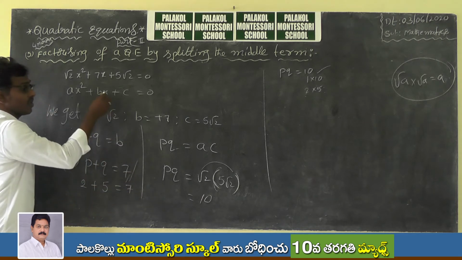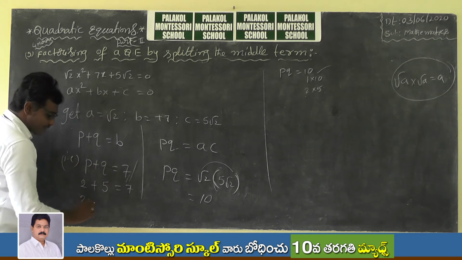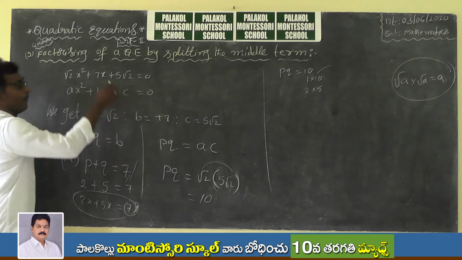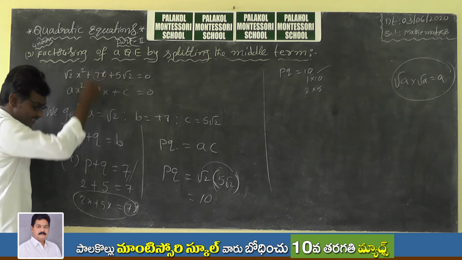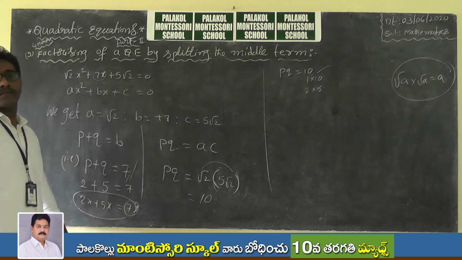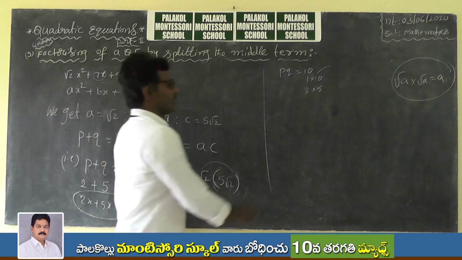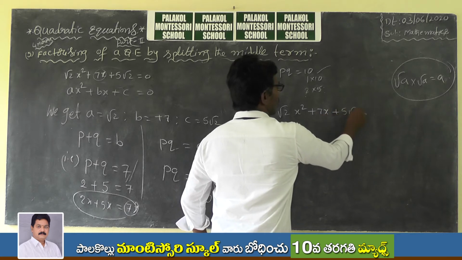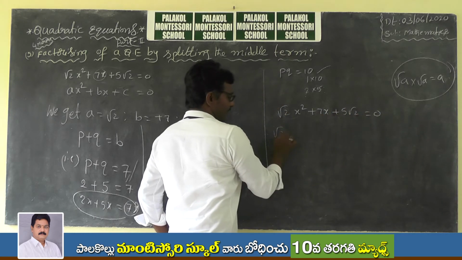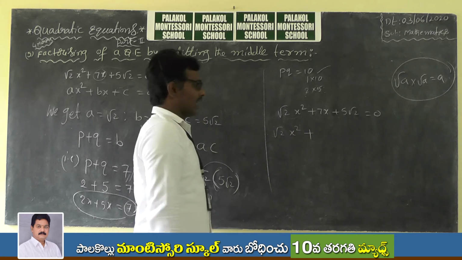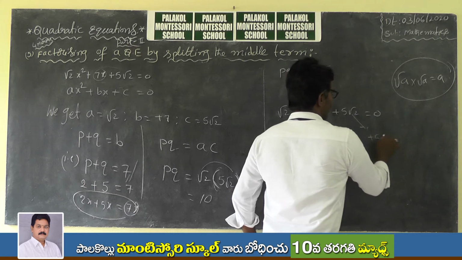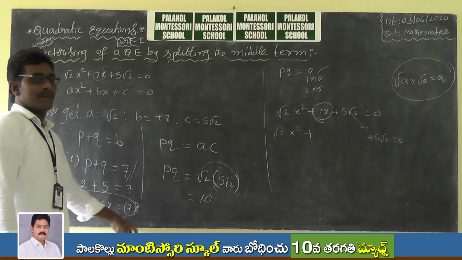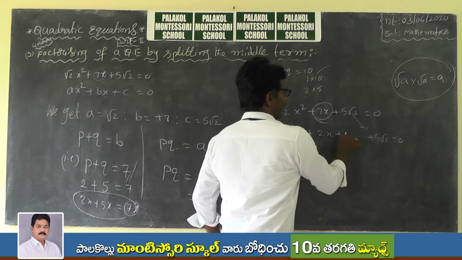This 7 is the coefficient of x. That's why 2x plus 5x is equal to 7x. 7x is the middle term of the given quadratic equation, which is split into 2x plus 5x. Note down the given equation: root 2 x square plus 7x plus 5 root 2 equal to 0. The first term bring down the same, and the last term you bring down plus 5 root 2. As already found, split 7x as 2x plus 5x.